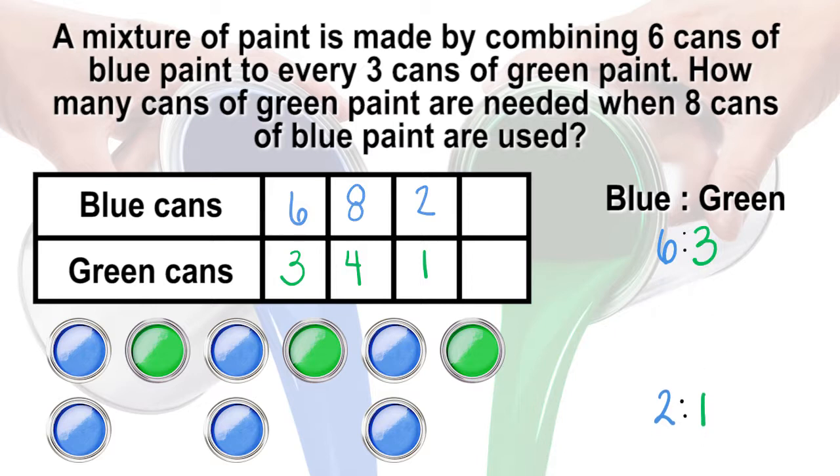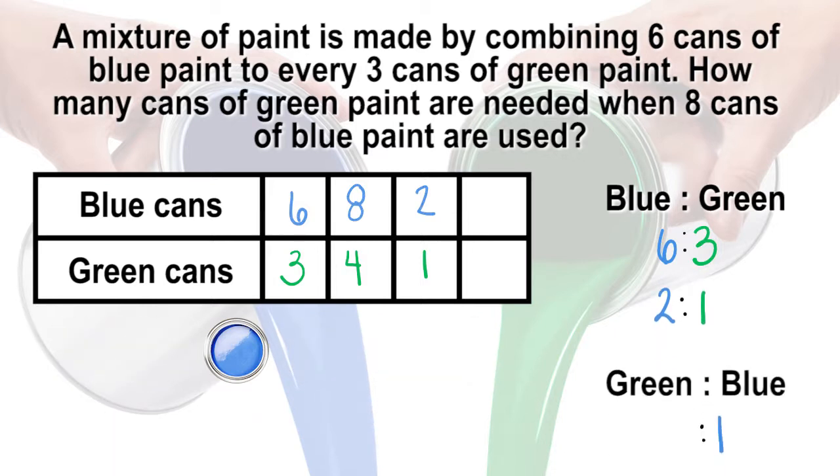What if we wanted to find out how many cans of green paint for every 1 can of blue paint? The ratio order is now switched. Rewrite the ratio as the number of cans of green paint to the number of cans of blue paint. Now we have 1/2 green paint to 1 can of blue paint. It is important to recognize which rate is most useful for solving a problem. Let's continue with this problem.